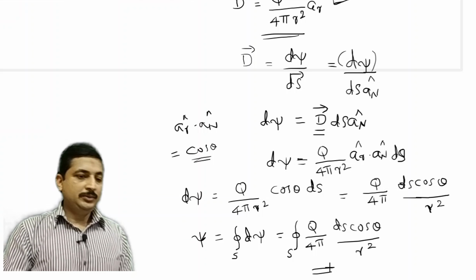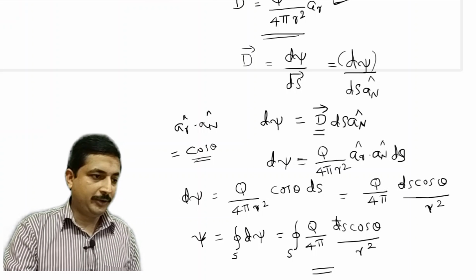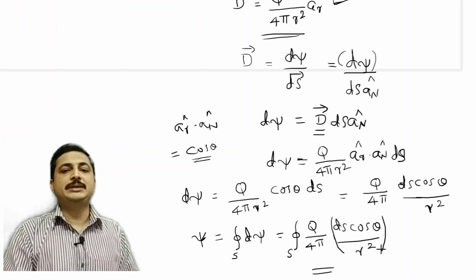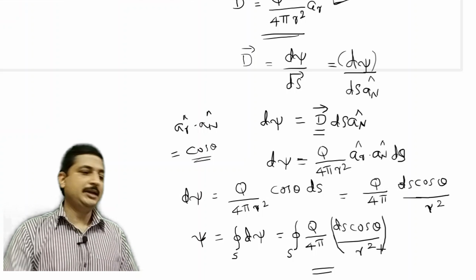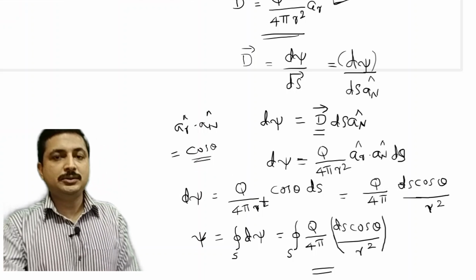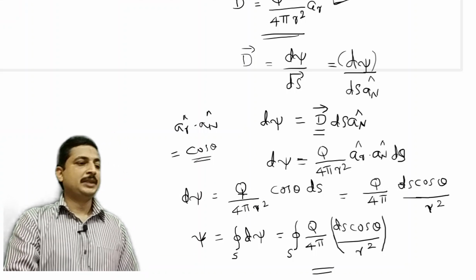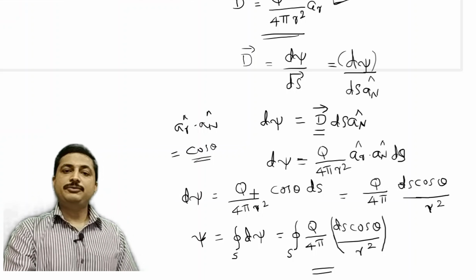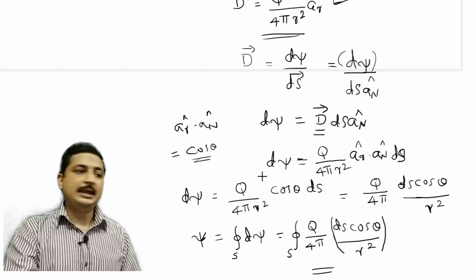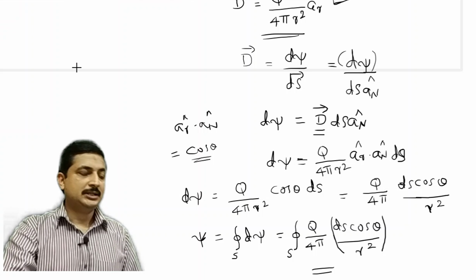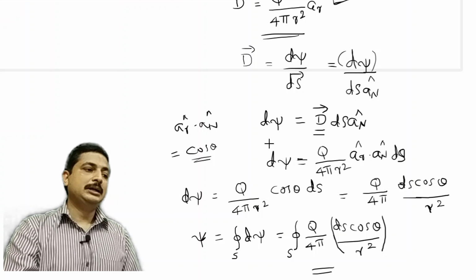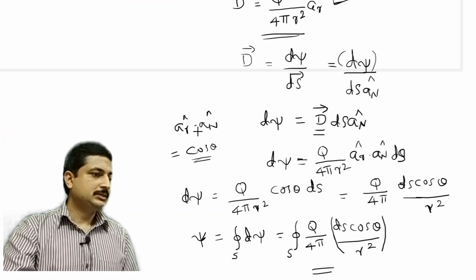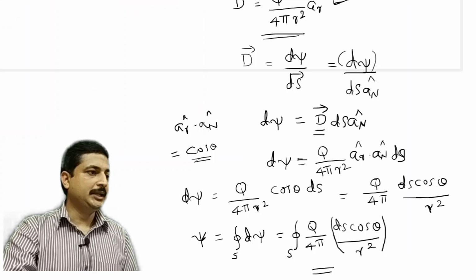Now this q by 4 pi looks fine for me, but I need to find what this ds cos theta by r square actually represents. So now we'll go back to your lower classes. If you go back to our lower classes, we know that the ratio of arc length to respective radii remains constant. Is it not? The arc length to its respective radius will remain constant. So what does that mean? I'll explain it.